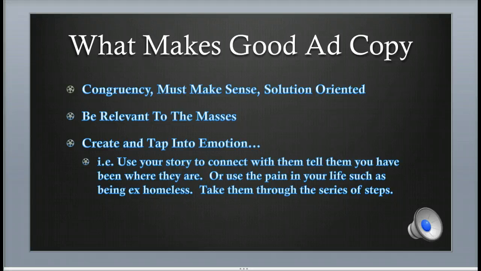You've got to be relevant to the masses or relevant to the people in your target market, okay? You want to create and tap into emotion, okay? That is very, very key. You can create and tap into emotion. That is part of building a relationship. That's the biggest part of building a relationship. And the best way to do that, I have found, is to use your story, because your story, believe it or not, is the best way to connect with somebody.